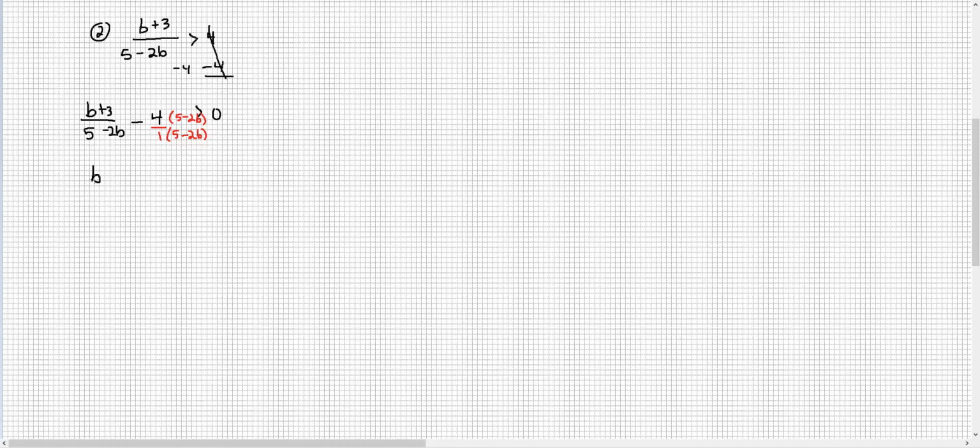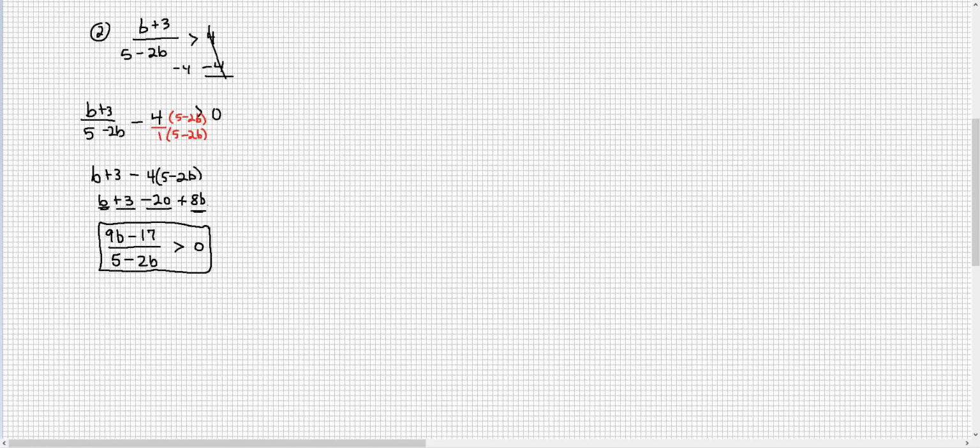Now the numerator is b plus 3 minus 4 times 5 minus 2b. Distributing, we get 8b. Combining like terms, the b and the 8b, that's 9b, and then the 3 and the negative 20 is negative 17, over 5 minus 2b, is greater than 0. Now this is the one we're going to use because this one has 0 on the right and 1 term on the left.